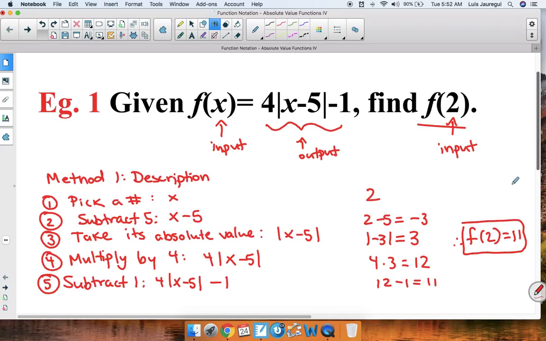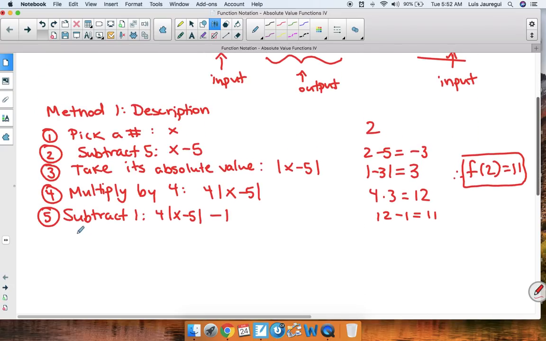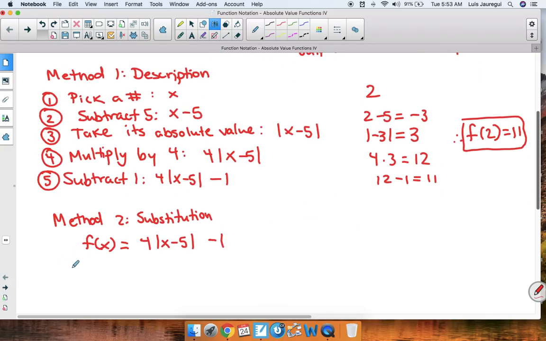Now let's double check our work by using the substitution method, or method number 2. For the substitution method, what we're going to do is substitute in the value of x equals 2 for any x in the original function. So we copy down the original function, which is f of x is equal to 4 times the absolute value of x minus 5, minus 1. And since we're interested in f of 2, let's replace every single x with a 2. So we have f of 2 is equal to 4 times the absolute value of 2 minus 5, and then minus 1.